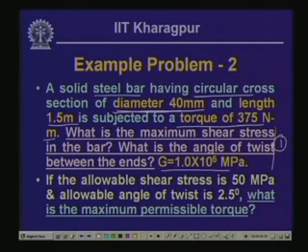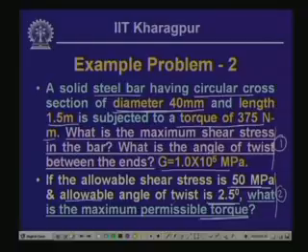And in the second part, if the allowable shear stress is limited to 50 MPa and the allowable angle of twist is 2.5 degree, then what is the maximum permissible torque? Now, in the second part, you note that two aspects are defined. One is that the stress is limited to 50 MPa and the angle of twist also is defined as 2.5 degree. So, constraints have been put on both sides.